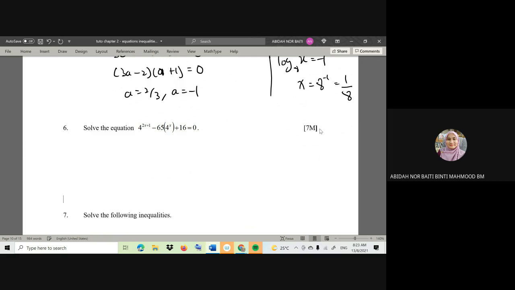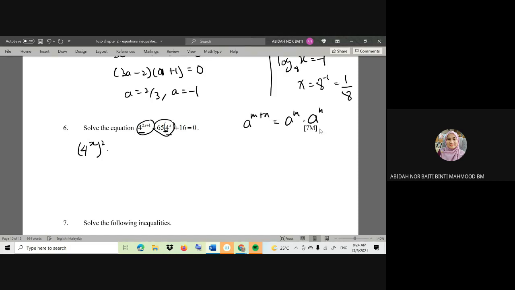Number 6 is indices. Bersamalah ni indices yang kedua kita buat. Tak apa, cuba je. Ni 4^(x+2). Ingat ni tak boleh darab. Okay, this is 4^(x+2). So cari 4^x kat sini ya. So we get 4^x times 4 squared, right? Here we apply rules of indices ya. a^(m+n) equal a^m times a^n ya. Kita buat macam tu. So 4^x times 4 squared minus 65 times 4^x plus 16 equal to 0.